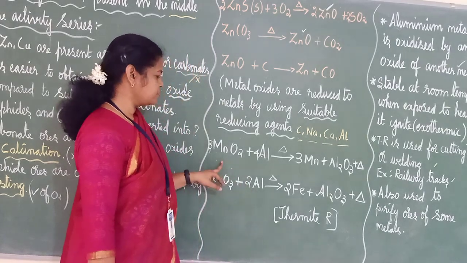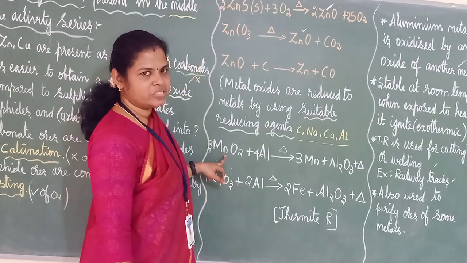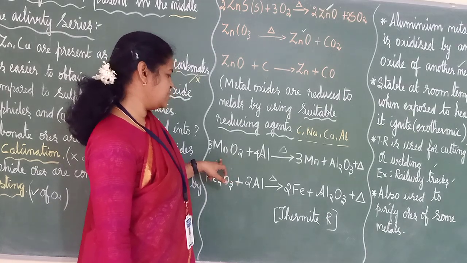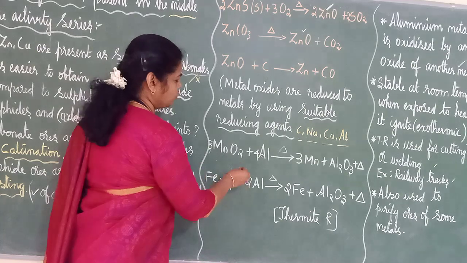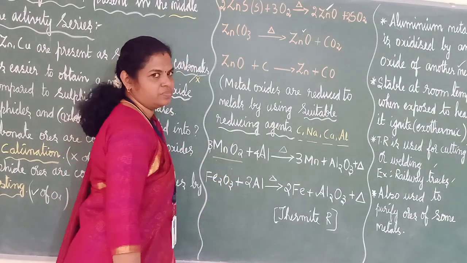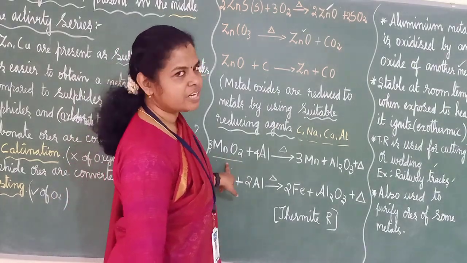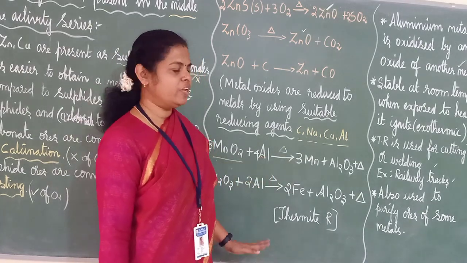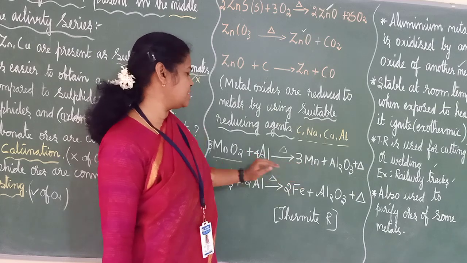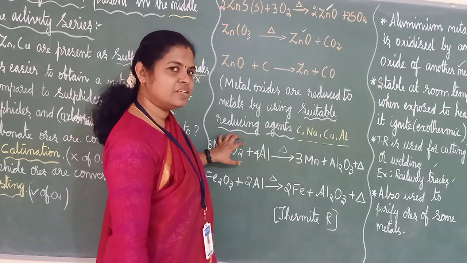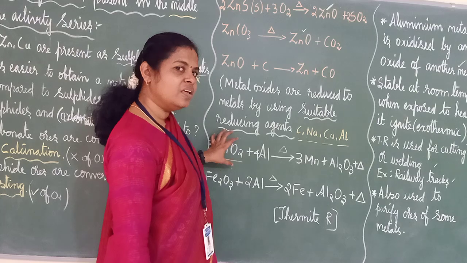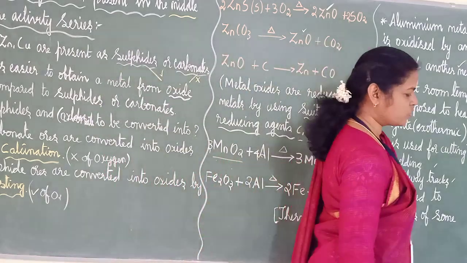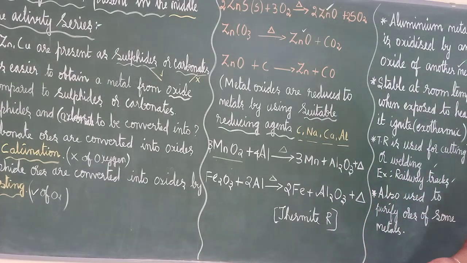See here, Mn. What is that? Manganese or magnesium? Manganese. MnO2. Find out the name of this: manganese dioxide or manganese oxide. With aluminium, when you are heating, what will you get? You will get the pure metal. This is an oxide, but find out whether it is manganese oxide or manganese dioxide. Manganese plus aluminium oxide plus heat. Enormous heat will be produced.